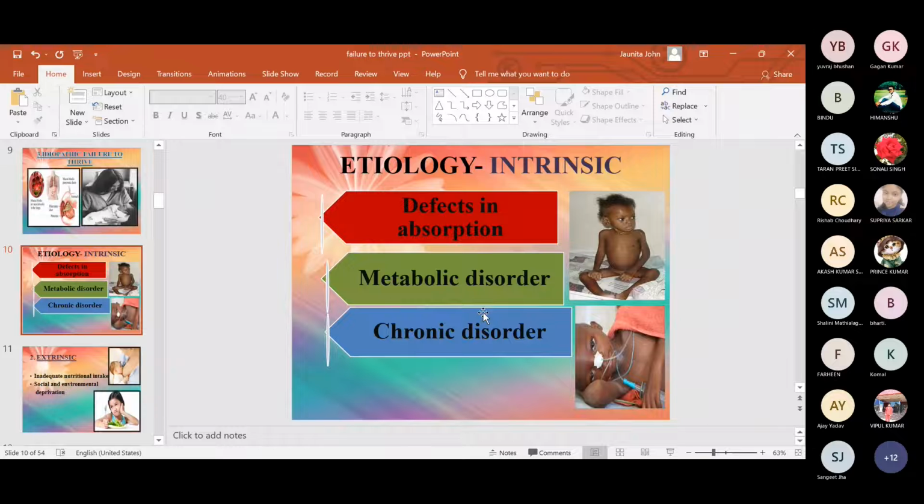After that we had seen etiology. The second part of etiology is intrinsic and extrinsic. What is the meaning of intrinsic? Anything which is happening inside your body, and extrinsic is outside the body.